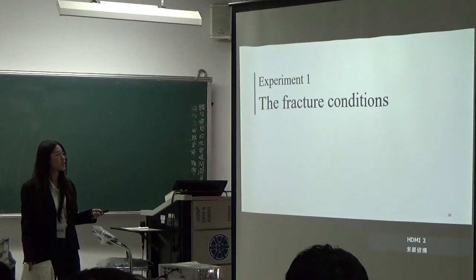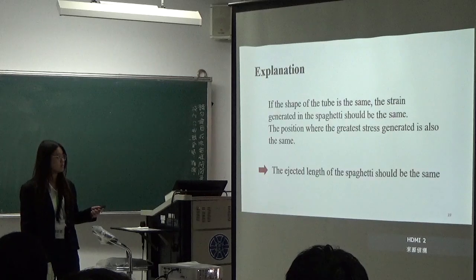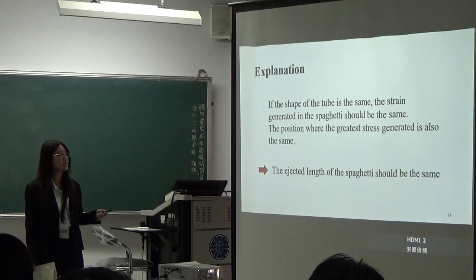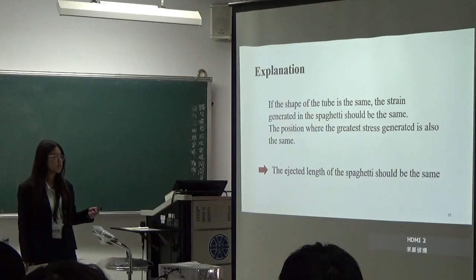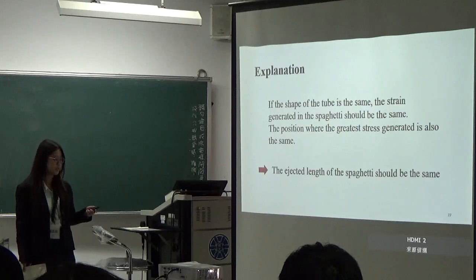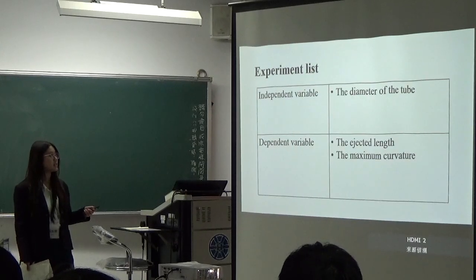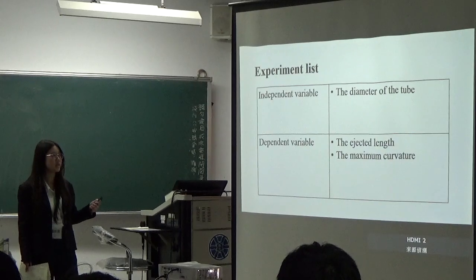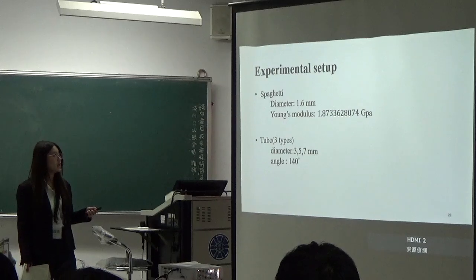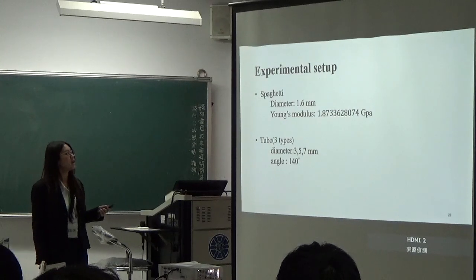Experiment 1, the fracture conditions. If the shape of the tube is the same, the strain generated in the spaghetti should be the same. The position where the greatest strain is generated is also the same. So the result is that the ejected length of the spaghetti should be the same. Here's the experiment list. The independent variable is the diameter of the tube, and the dependent variables are the eject length and the maximum curvature. And the experiment setup.